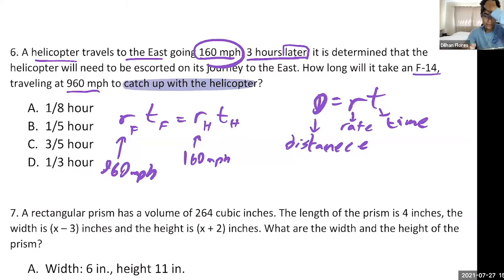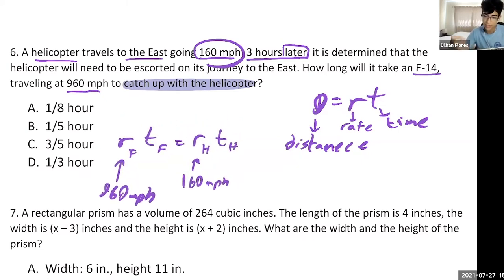All right. So now we have our two rates. What are we missing? We're missing our time, right? So what is our time for the helicopter going to be? This is going to be 3 hours, right? Now, our time for the F-14, it started after the helicopter traveled, right? So it's going to be those 3 hours plus however long the F-14 takes. Does that make sense?